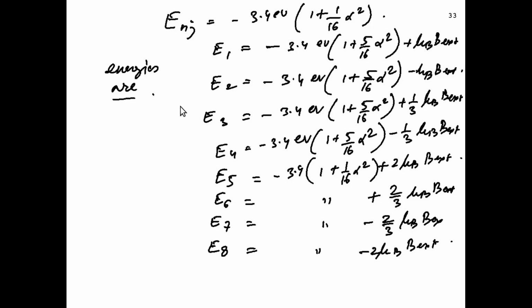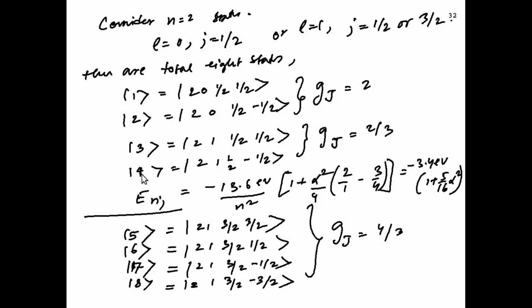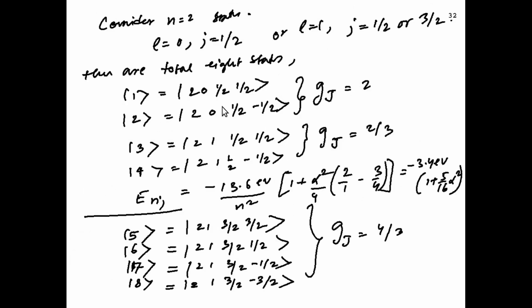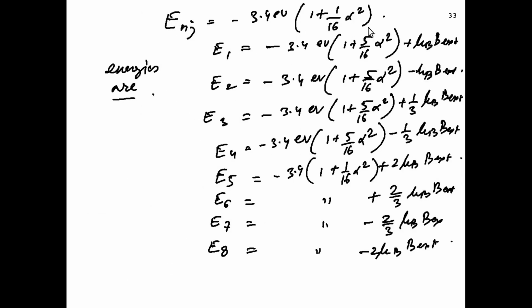So if these are the 8 states, what will be the energies in the presence of this external magnetic field? We have calculated how to do it for E_J, and it will become all these things. So we can simply plug in our formula. It will become mu_B B external, minus mu_B B external, and so on.